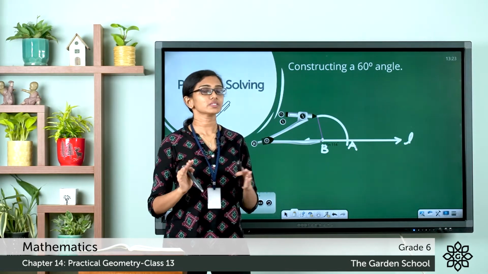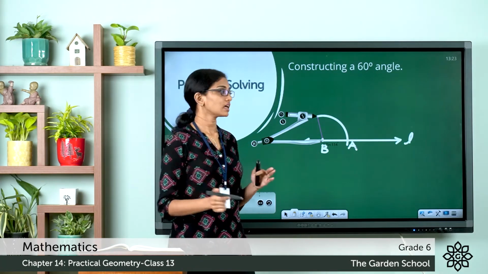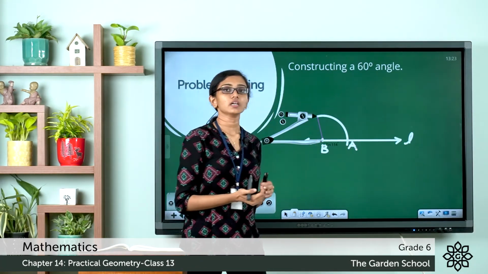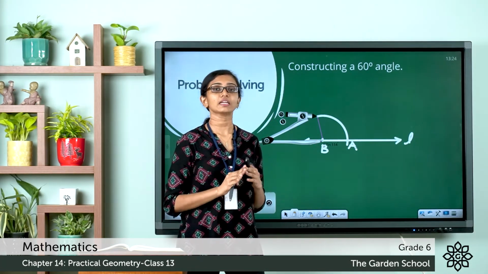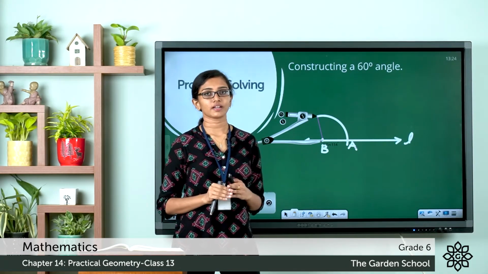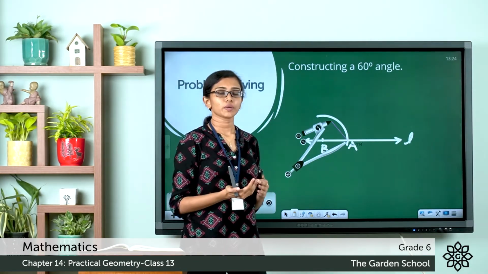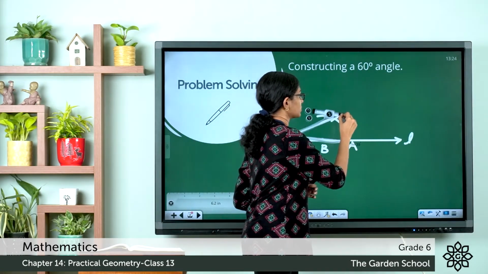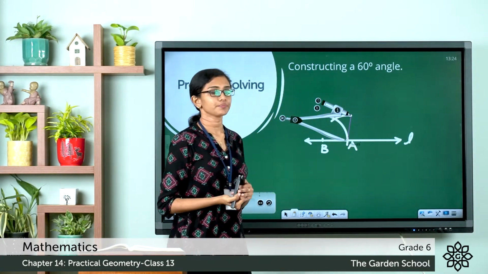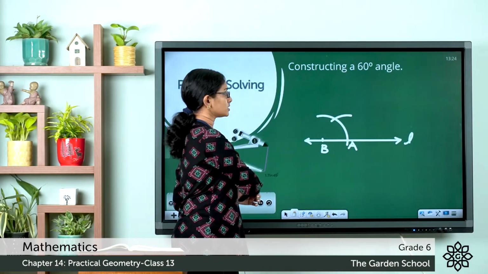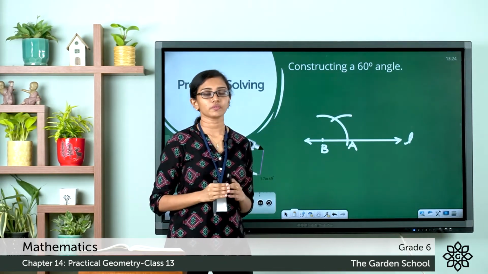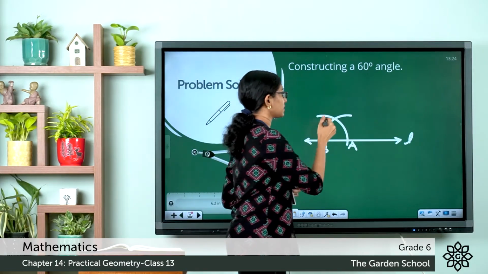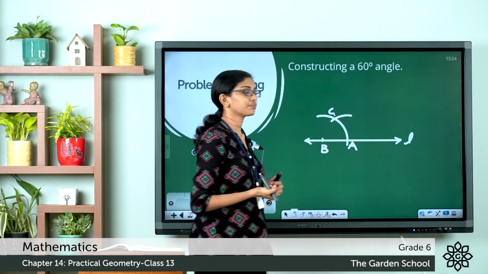Now use the same radius and then with A as the center, we have to draw an intersecting arc. Let's do that now. So with A as the center, we are drawing an arc which intersects the previous arc. Set aside the compass. So here we have a point of intersection. Let this point be point C.